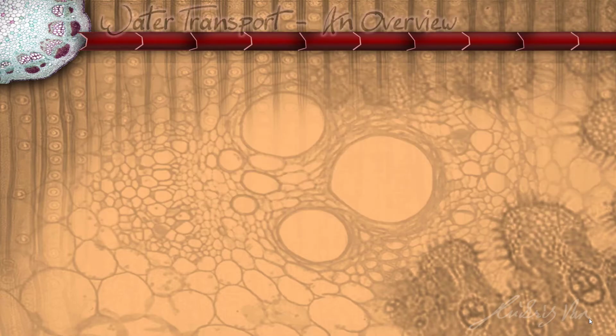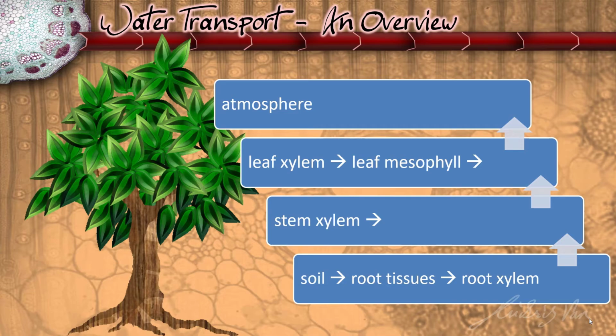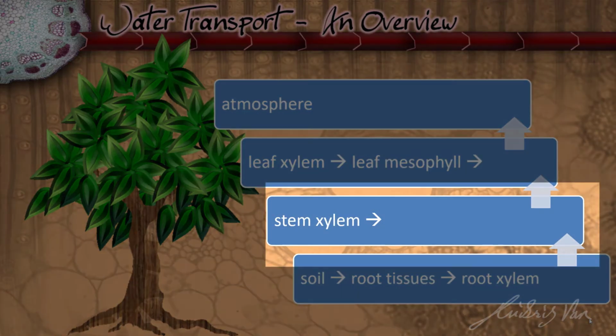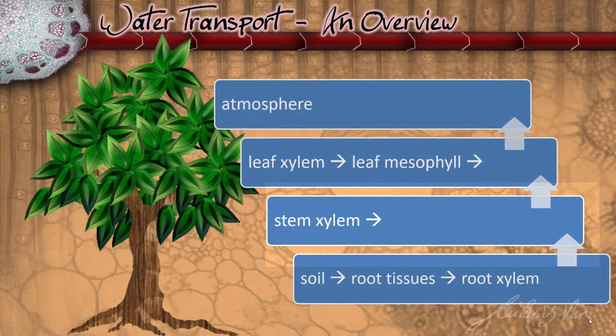So just a brief overview of the journey of the water molecules. First, the water molecules are found in the soil. Then, through osmosis, the water molecules will enter the root tissue or the root hair cell. And eventually, through osmosis, the water molecules will enter the xylem inside the root. From the xylem inside the root, it will move to the xylem inside the stem, and it will get sucked up. We will learn more about this sucking action. Up into the xylem inside the leaf.